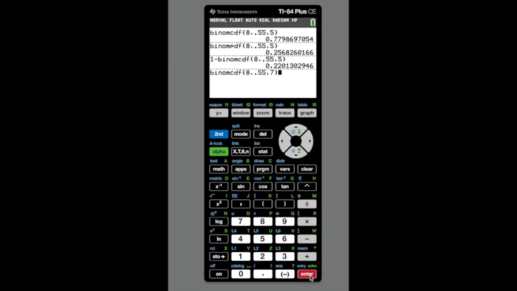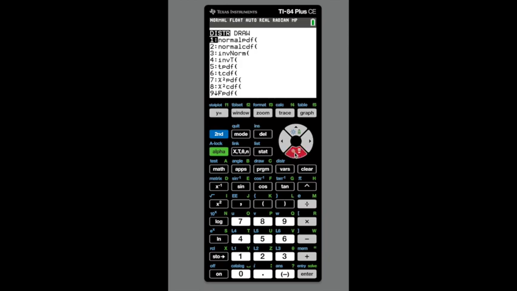Now, I want to take that binomial and subtract another binomial. So I'm going to subtract, and then don't hit enter. Just leave that blinking there, and then we can insert the next binomial. So I'm going to hit second vars, and then add in the second binomial. This one's going to go up to 4, so that we subtract 0 through 4.